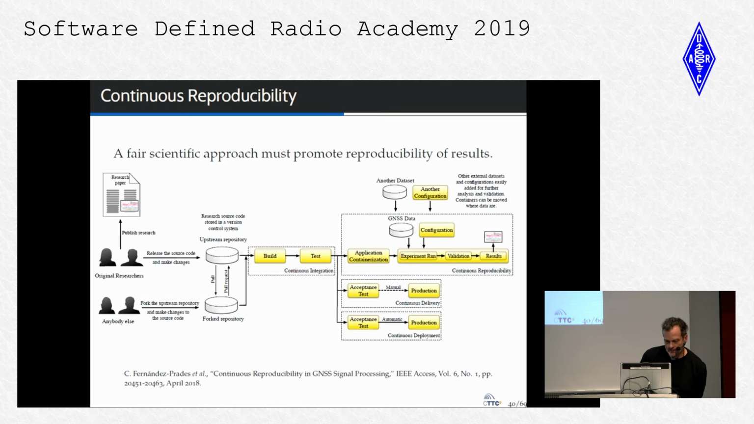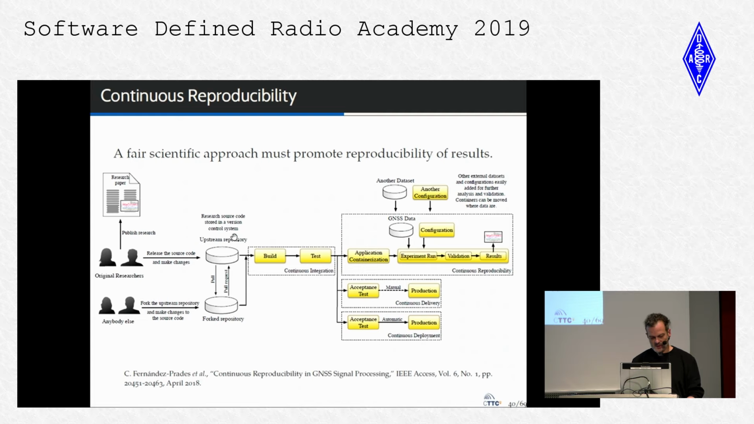We also have a system of continuous integration that we have expanded to something that we call continuous reproducibility of experiments. That means that if a group of researchers publish a research paper in which there are some plots and some figures, it would be nice to give everybody else the opportunity to reproduce exactly the same experiment, and maybe with a different set of data, and see how it works. This would be very nice. This is what we are doing here.